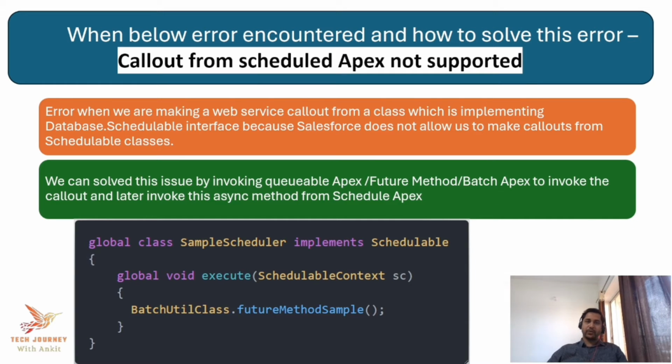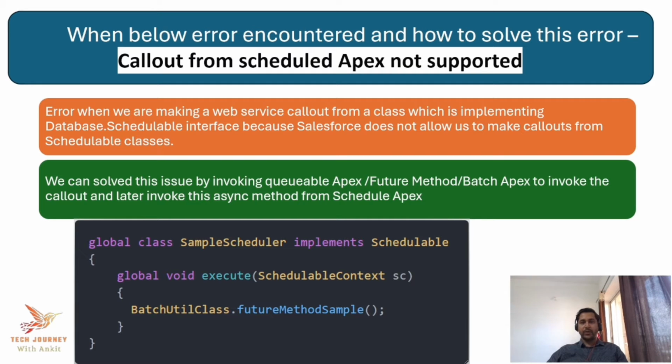Now the next interview question is again a real-time question: callouts from scheduled Apex are not supported. One of the limitations, or key points, that you have to remember here is that in case you are preparing schedulable Apex, you cannot make a callout from it. In case your Apex class is implementing the Database.Schedulable interface, callouts from those Apex classes are not possible. Again, how do you solve that error?